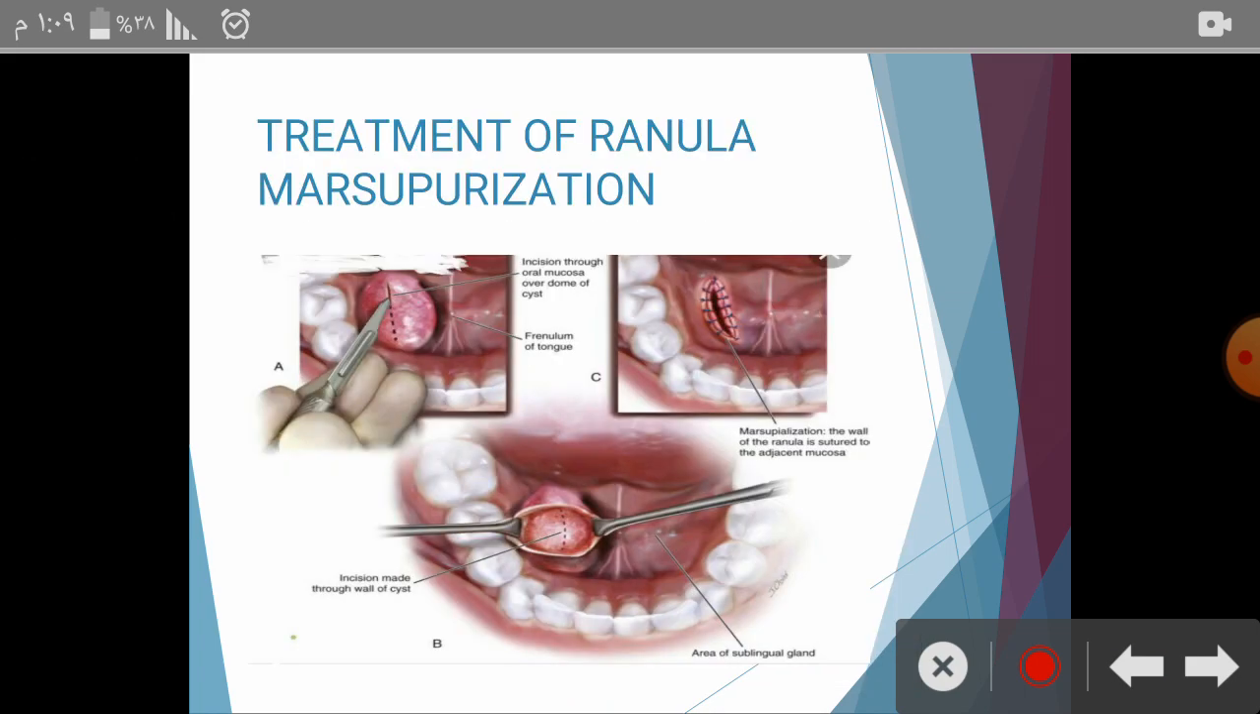The treatment of the ranula is to remove the entire lesion by marsupialization. In this picture, we show the operation of marsupialization.